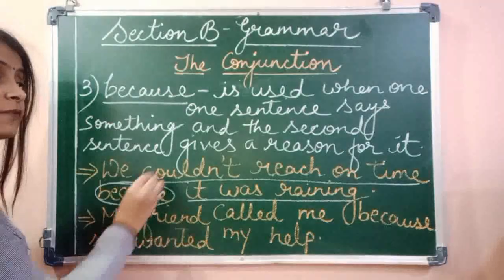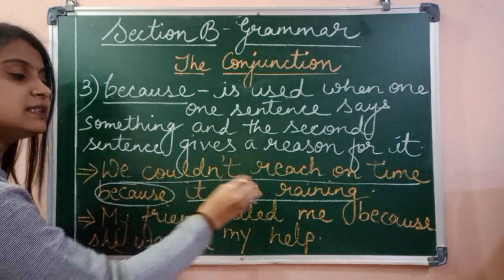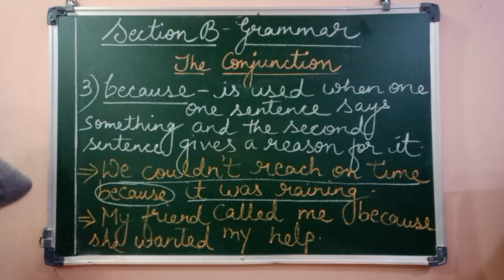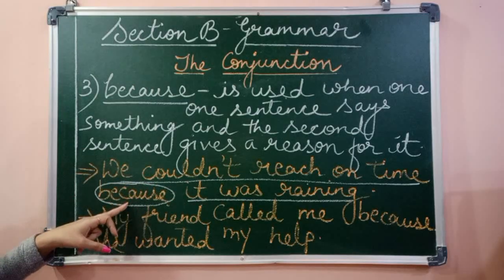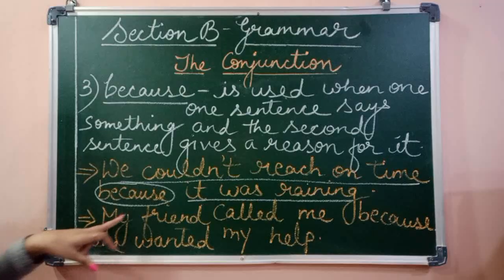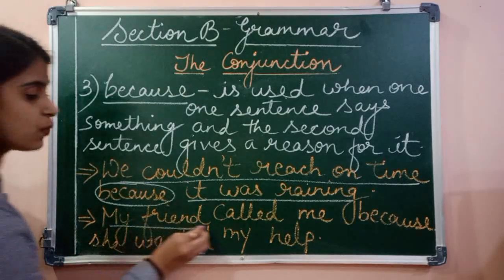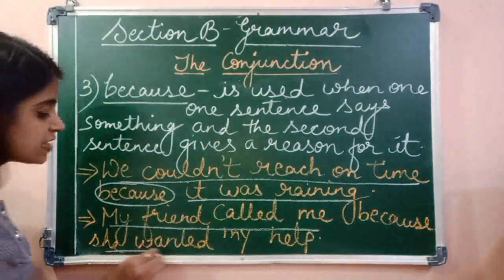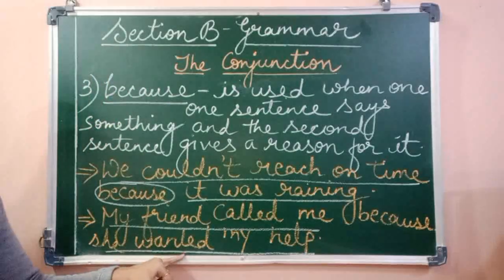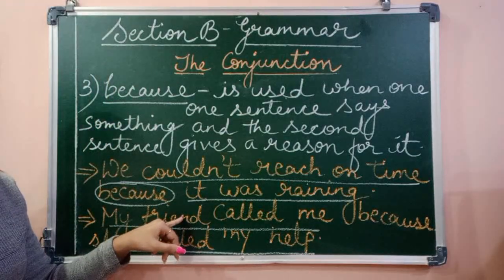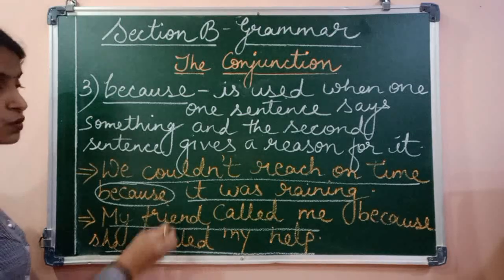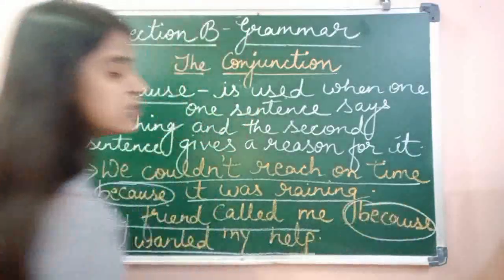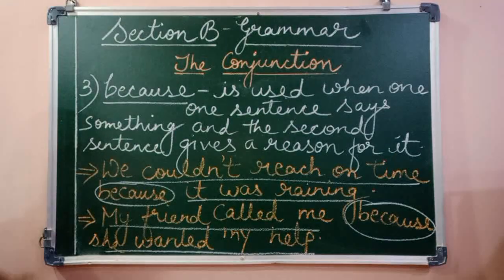So what was the reason for not reaching on time? It was raining. Alright. So we have joined these two sentences using because. Second example. My friend called me. Now this is one sentence. The second sentence, she wanted my help. So the second sentence is giving the reason for the first sentence. Right? And then these two sentences are joined using the conjunction because. So we use because when we have to give a reason for something. The second sentence gives a reason for the first sentence.